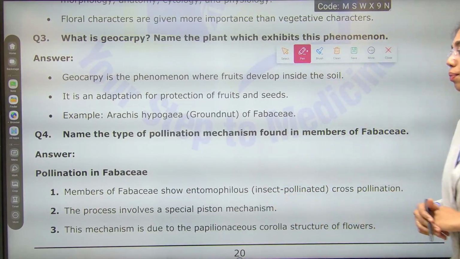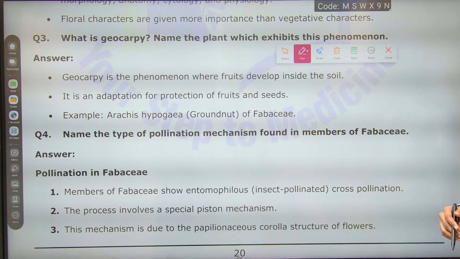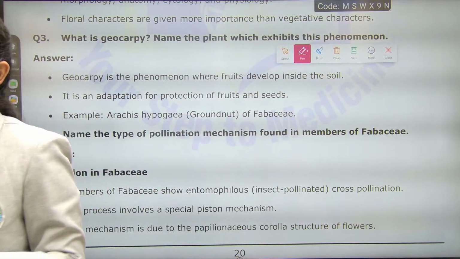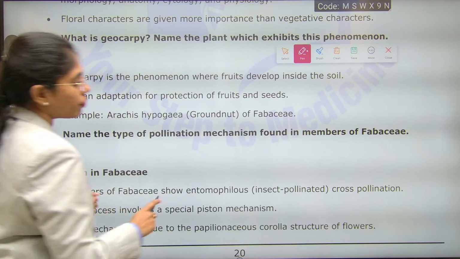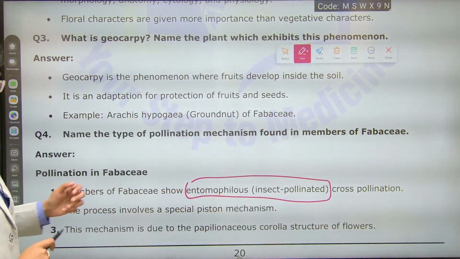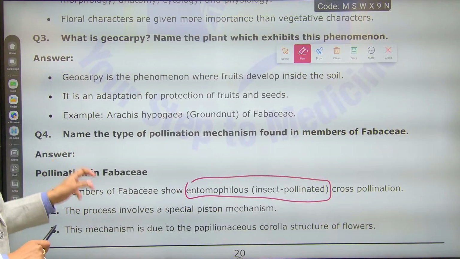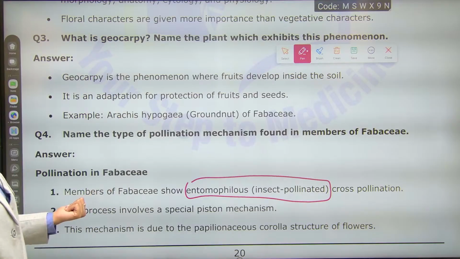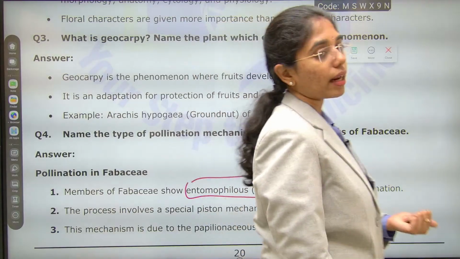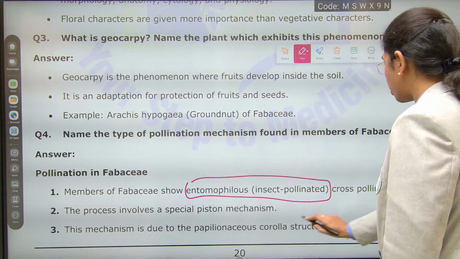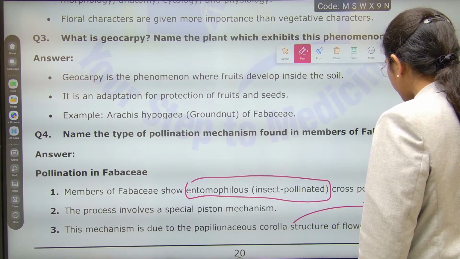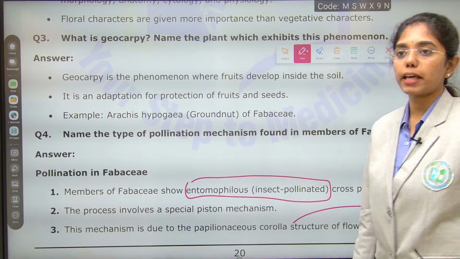Next, name the type of pollination mechanism in members of Fabaceae. Mostly Fabaceae members will have what type of pollination? They will be having entomophily, which is pollination by a biotic agent, that is, by insects. This process involves a special piston mechanism. The mechanism is due to having what? Papillonaceous corolla, that is, a tubular corolla. It is having what mechanism? Special piston mechanism is observed.